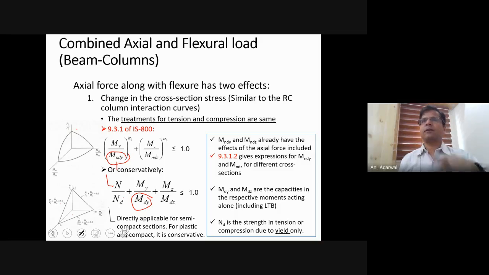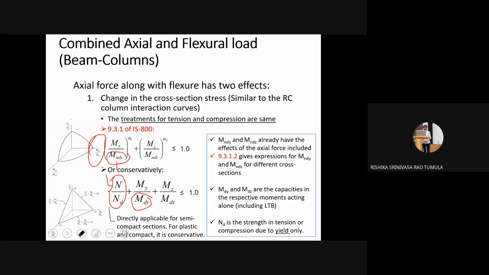So basically, in order to get the value of MNdy, there is another interaction equation which takes into account the interaction of N, the axial force, or in this diagram I'm calling it P. So it takes care of the interaction between P or N, whatever you want to call it, and the moment in that direction. So that's why this first equation does not have any terms corresponding to N. The second equation does have terms corresponding to N, but the first equation does not, because that N effect is already there in the denominator. You got it? Yes, sir. Thank you.